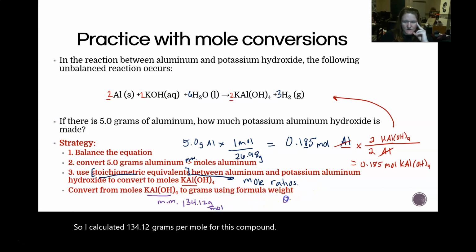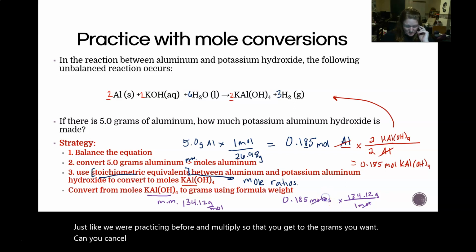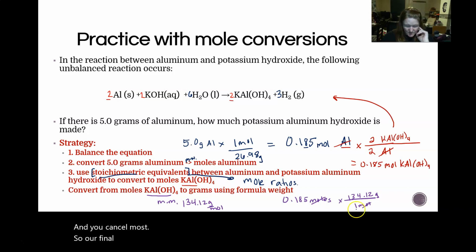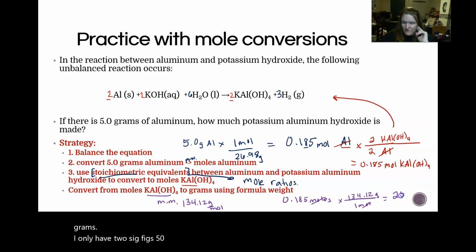And so all we'll do is take the moles we have, just like we were practicing before, and multiply so that you get to the grams you want, and you cancel moles. So our final answer to the question is that from 5 grams of aluminum, we get to make 24.8122 grams. I only have 2 sig figs, 5.0, so we're just going to round that up to 25 grams.